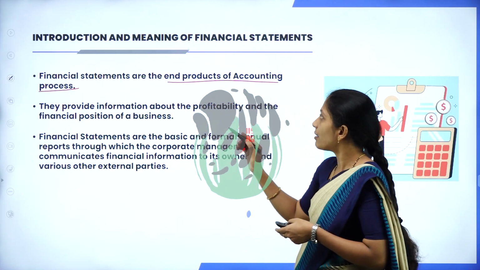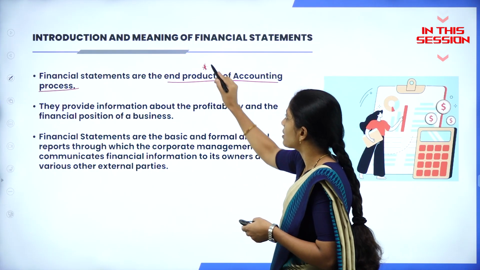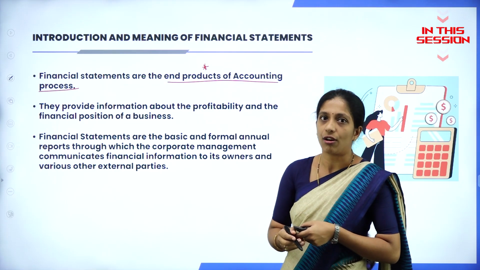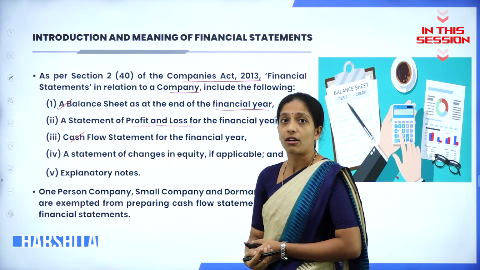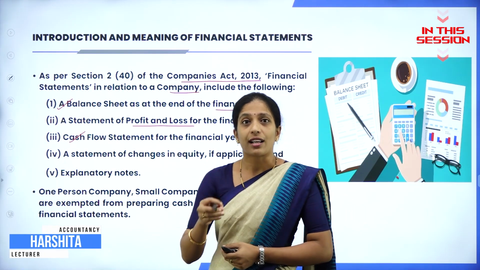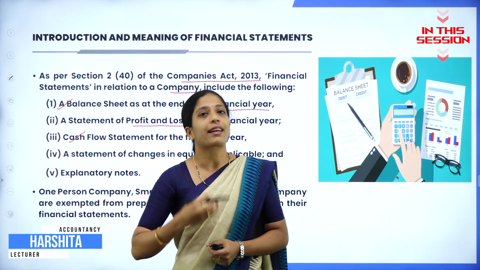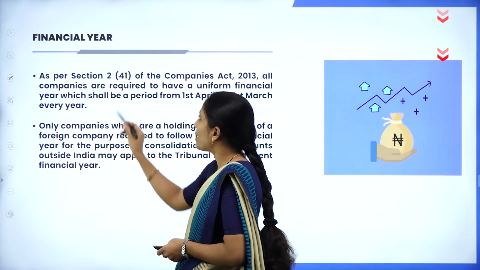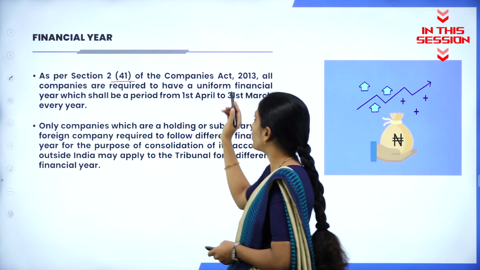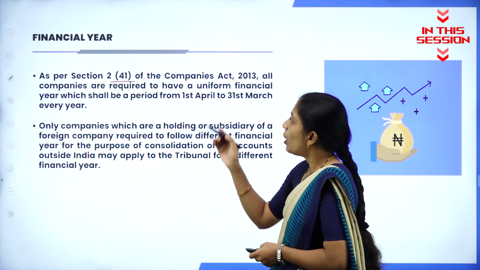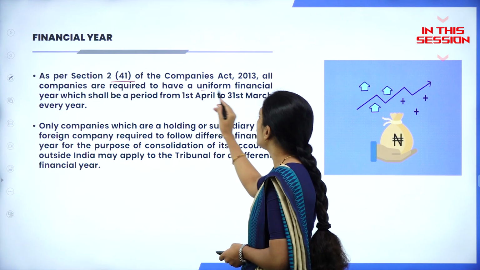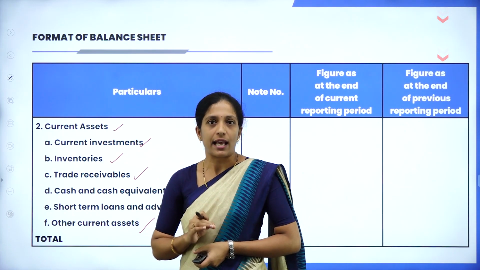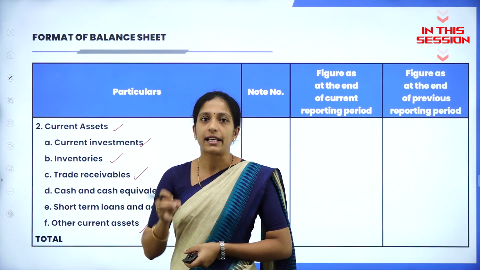Financial statements are the end product of the accounting process. So where we will come across the cash flow statement. Under the cash flow statement, we will record all the cash inflows as well as outflows of the business. As per Section 2 subsection 41 of the Companies Act 2013, all companies are required to have a uniform financial year. Under assets, you have only two classifications, non-current assets and current assets.